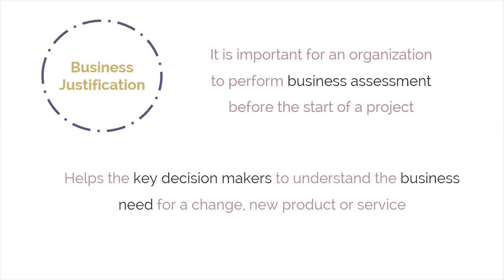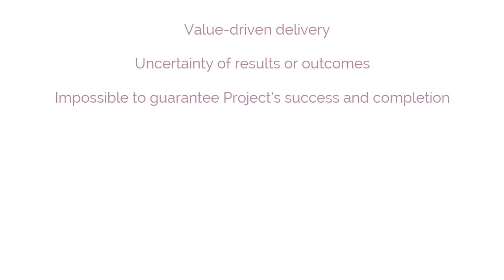This helps the key decision makers understand the business need for change or for a new product or service, the justification for moving forward with a project, and its viability. Business justification in Scrum is based on the concept of value-driven delivery. One of the key characteristics of any project is the uncertainty of results or outcomes. It is impossible to guarantee project success at completion, regardless of the size or complexity of a project.